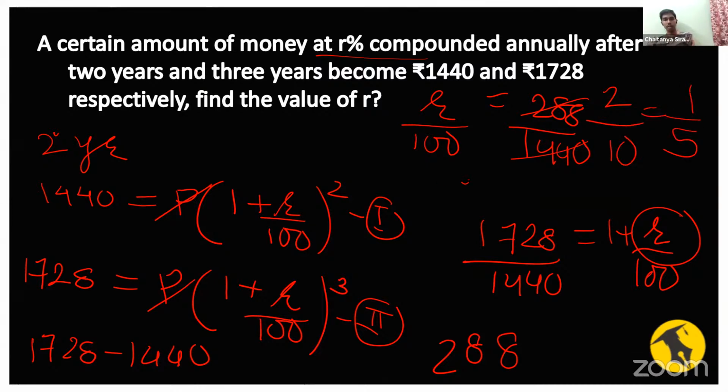So the rate of, I can keep this as how much? Did I make some mistake? It'll be 288 upon 1400 equal to R upon 100. Yeah, so this will be how much? 2 by 10 into 100. So if I cancel this out, I'll get rate of interest as 20%.